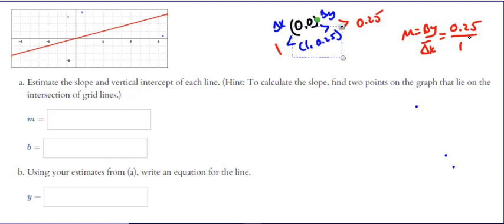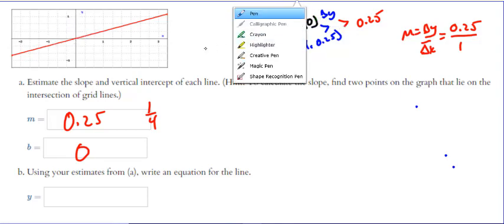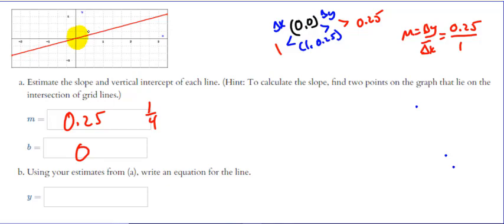So we know it's 0.25, which we know is a quarter, right? Okay, and then the y-intercept is 0. It goes through 0 on the y-axis. Okay, now use your estimates from A and B and write the equation of the line.